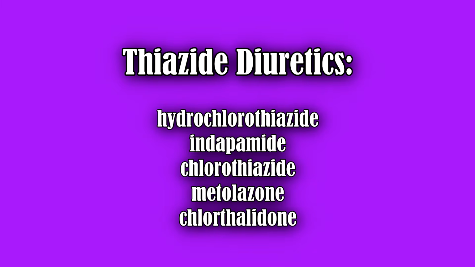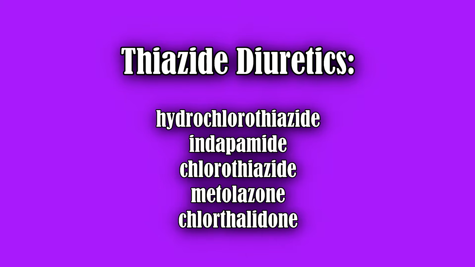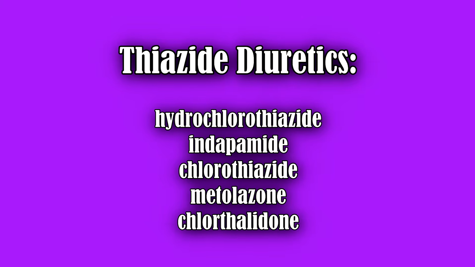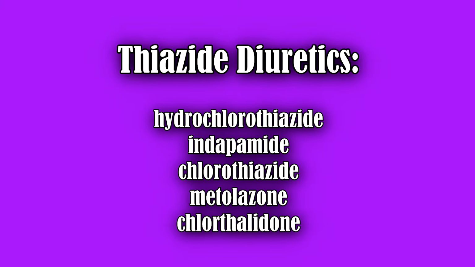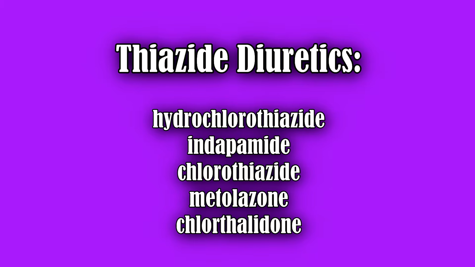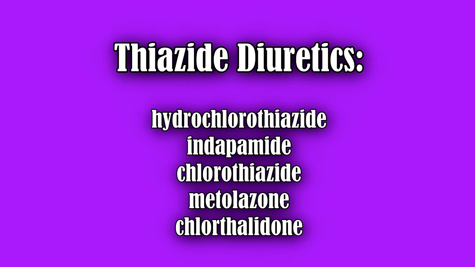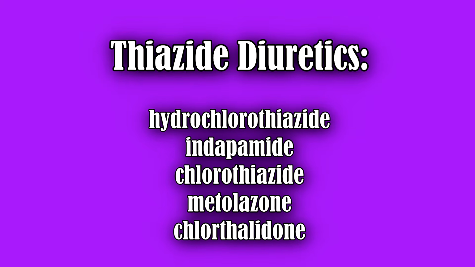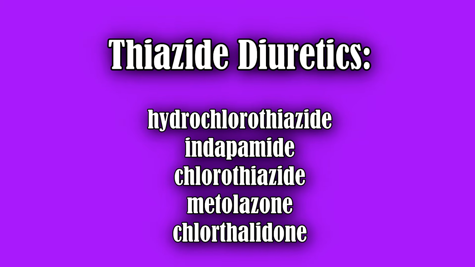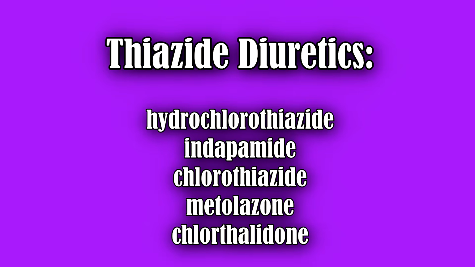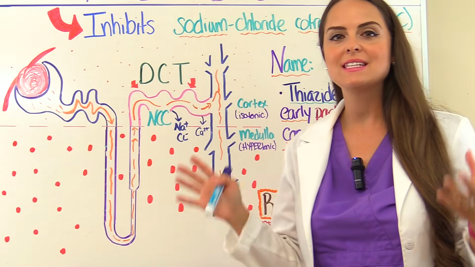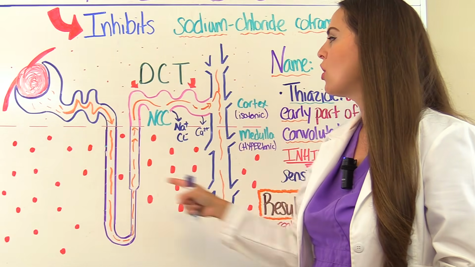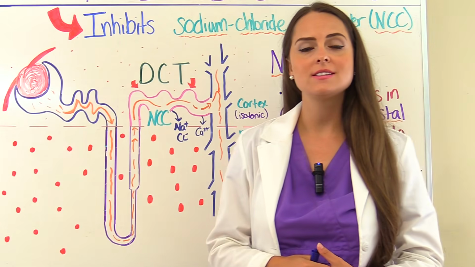And some examples of thiazide diuretics are hydrochlorothiazide, indapamide, chlorothiazide, metolazone, and chlorthalidone. And unfortunately, we can't go by their ending like with some of the other drugs' generic names, but some do end in thiazide. Now let's talk about how these thiazide diuretics work on this nephron to cause diuresis.